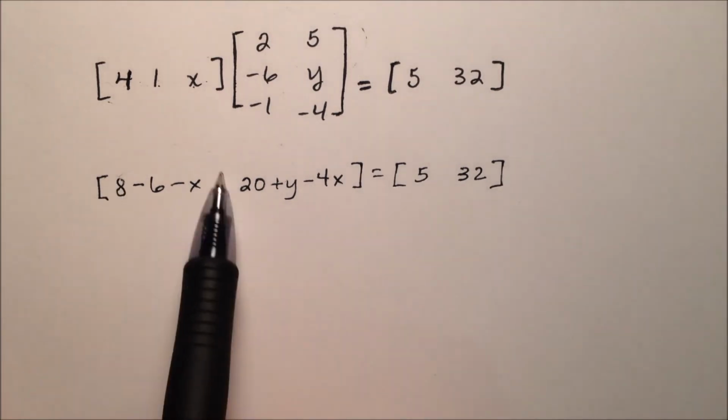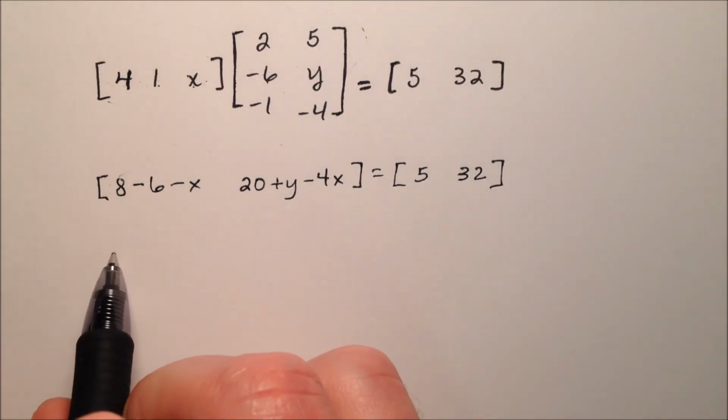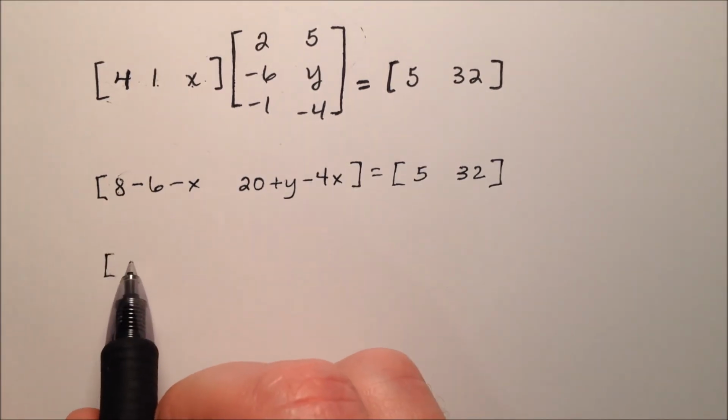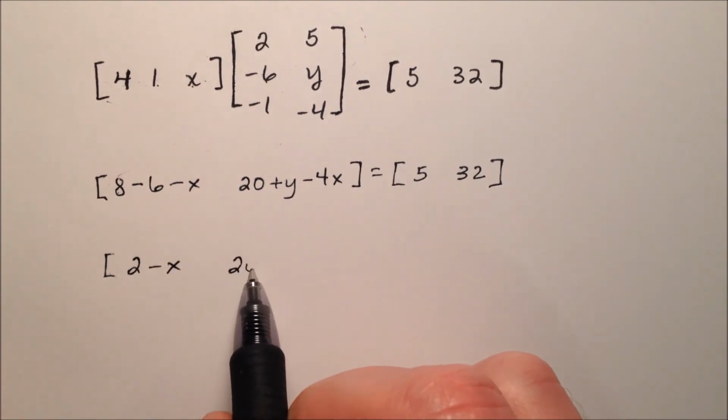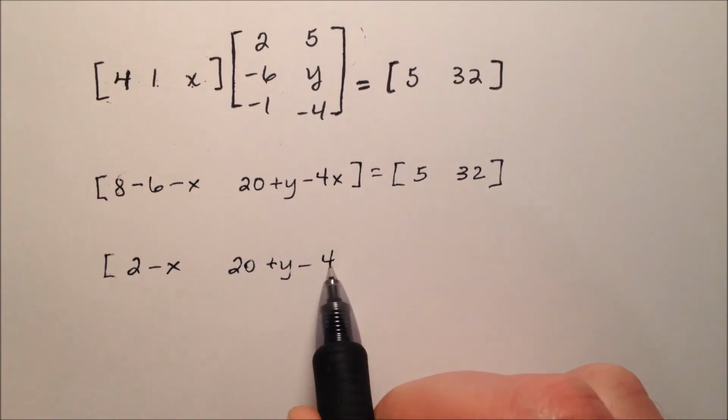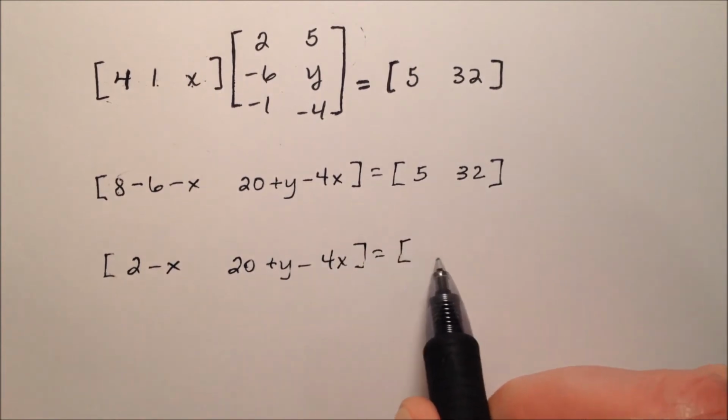So what we can do, we're going to simplify this a little bit more if possible. So let's just, 8 minus 6 is 2 minus x. And this guy pretty much is what he is. I can't really, there's no like terms anyway.